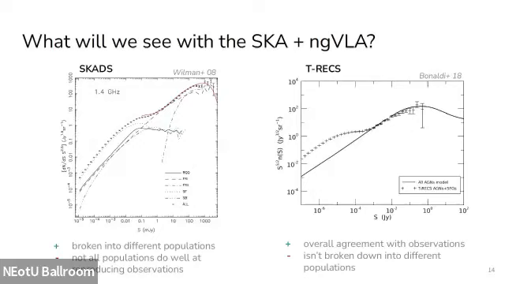So SCADS is nice because it's broken into different populations, but then again, not all of the populations do very well at reproducing the observations that we have. T-Rex has better overall agreement with observations, but it isn't broken down into the populations. And so I think this is something that we can already start to work on with the data that we have now, up towards the ngVLA and the SKA.